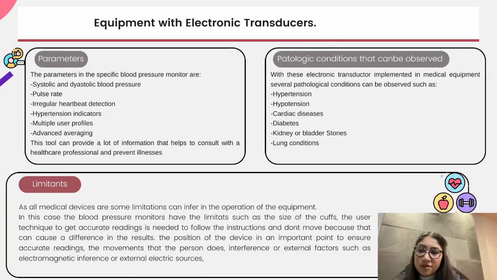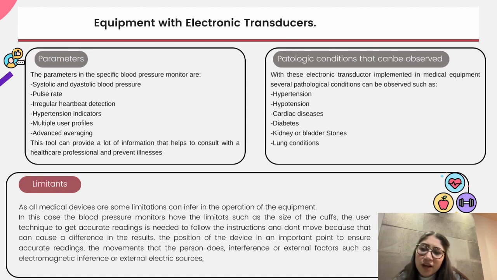The parameters of the device will help us to measure everything related to the type of equipment the user is using. In the blood pressure monitor, we consider six main parameters that provide the information needed to diagnose an illness, which are the systolic and diastolic blood pressure, pulse rate, irregular heartbeat detection, hypertension indicators, and the multiple user profiles and advanced averaging.